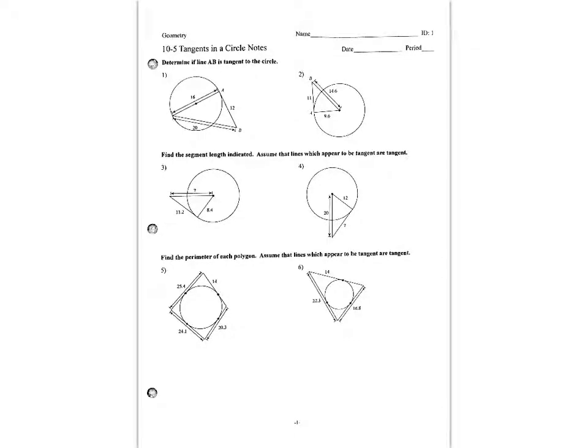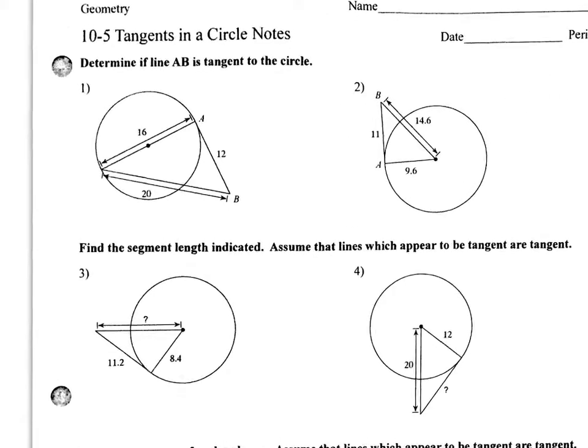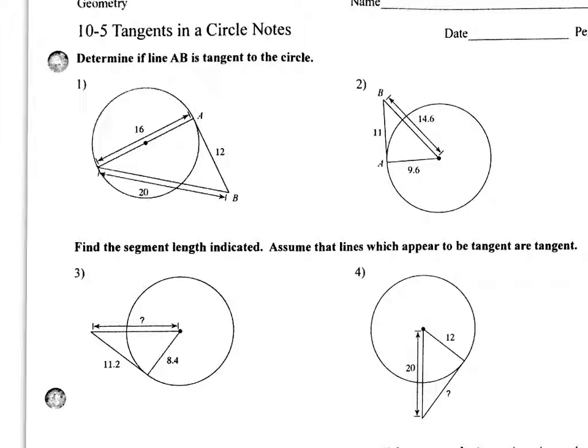All right, lesson 10.5, tangents in a circle. So what is a tangent? A tangent is nothing more than a segment that intersects the circle at one point. So this right here, segment AB, is tangent. It only touches the circle at that one point.